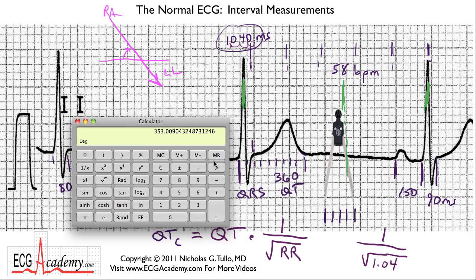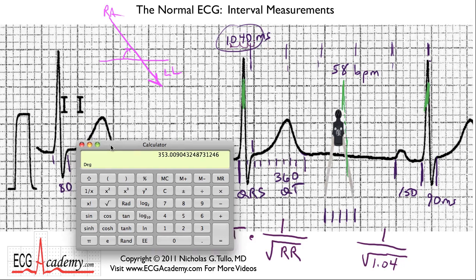And that equals 353. Because the heart rate is so close to 60, now with 60, the R to R interval is 1 second, and this whole calculation fudge factor basically becomes 1. So the QT at 60 beats per minute is equal to the QTc. So here you can see it's only just slightly lower at 353 milliseconds. What's the normal? In males, the normal is 420 or less, and the upper limit of normal in females is 440 milliseconds. So this one's fine.